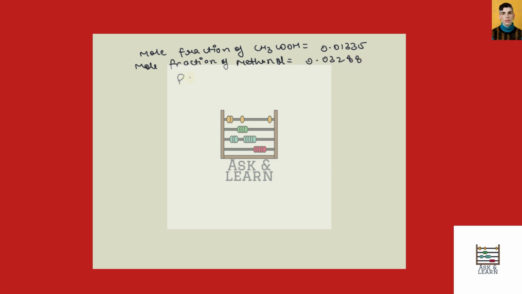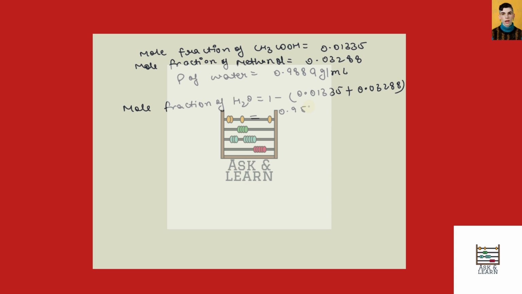Here the density of water is given, which is equal to 0.9889 gram per ml. So firstly here the mole fraction of water is equal to 1 minus the mole fraction of the acetic acid plus the mole fraction of the methanol. So here the mole fraction of water comes to be 0.95377.